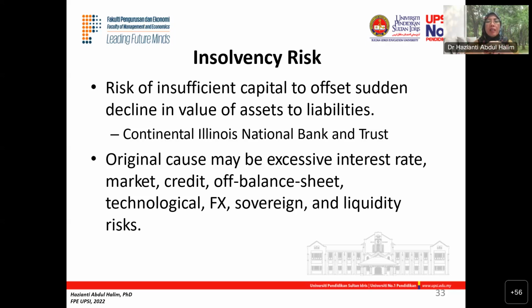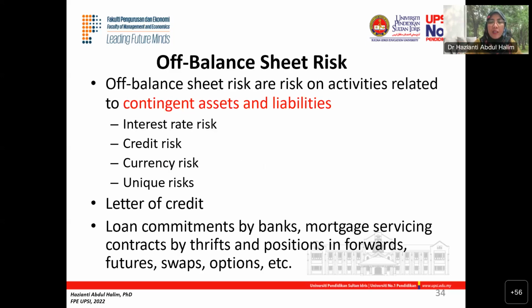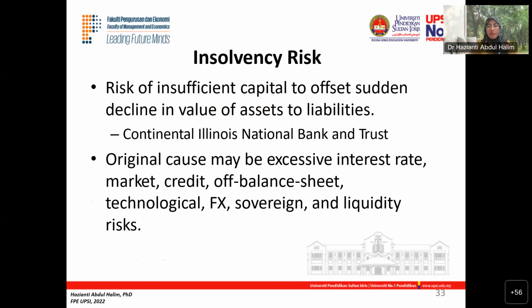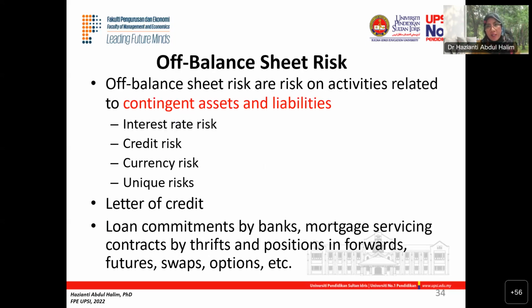So banks are exposed to this kind of risk, including insolvency risk. It can also come from excessive interest rates. Remember we did the OPR. Market risk, credit risk, off balance sheet risk too, technological risk, forex, sovereign and also liquidity risk. So all the risks combined can be considered as insolvency risk. Again, those are the risks related to the balance sheet, or as I said before, all the items in the financial statement. So the next one we have is off balance sheet risk.